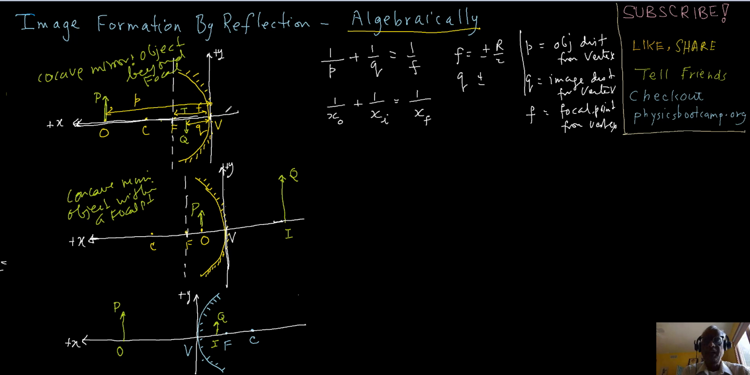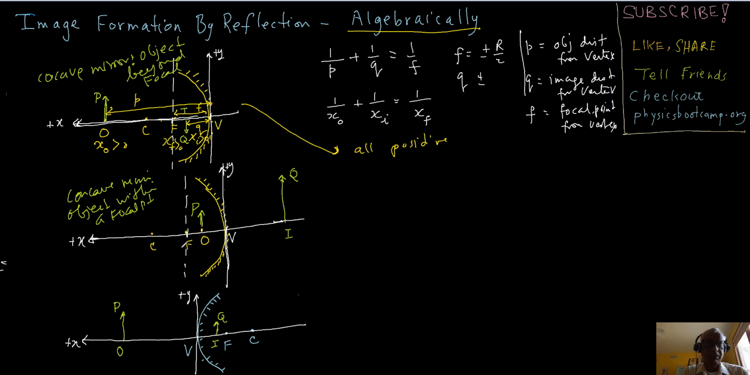So instead of writing p, q, and f, I'm going to write this. This is the x coordinate of O, which is greater than 0, the x coordinate of f, which is greater than 0, and the x coordinate of I, greater than 0. So in this case, all are positive.